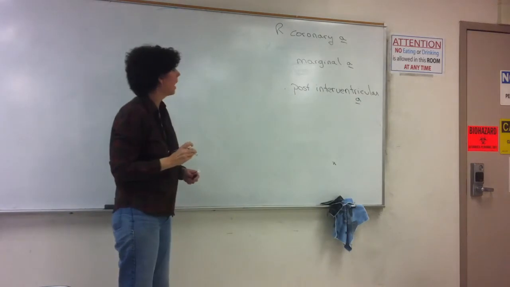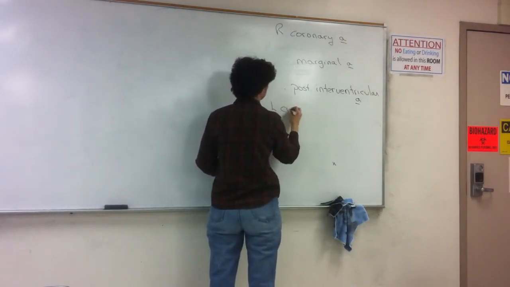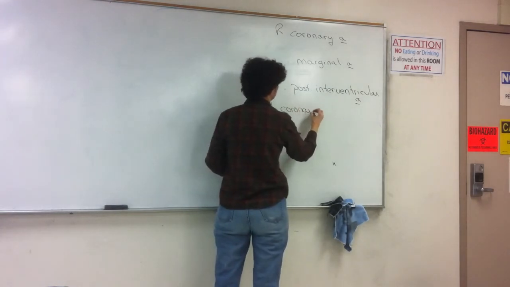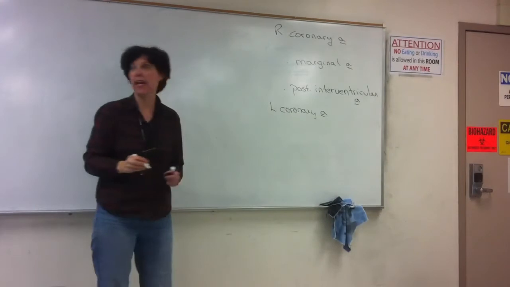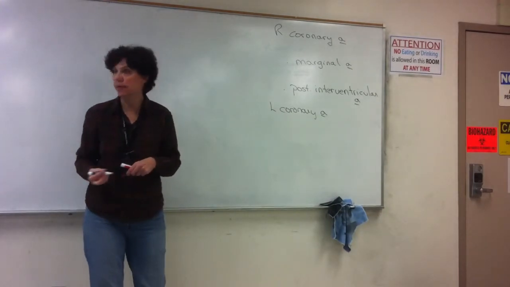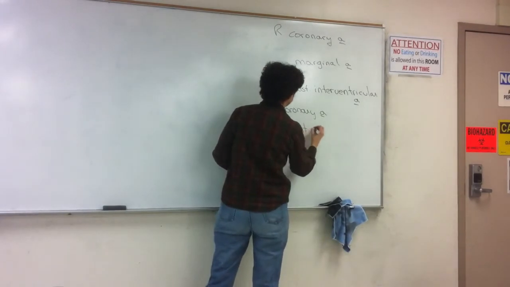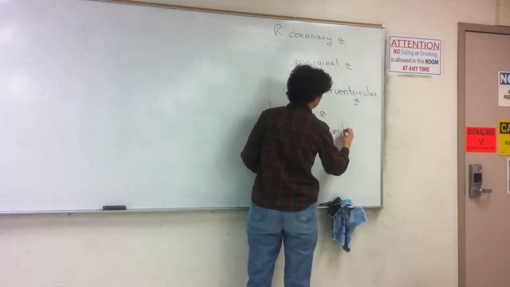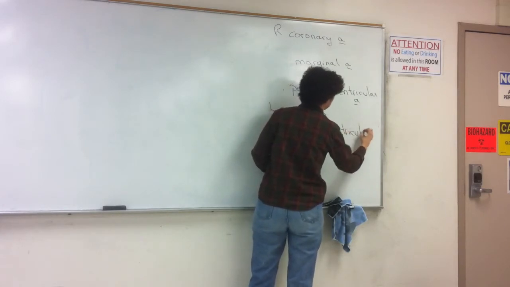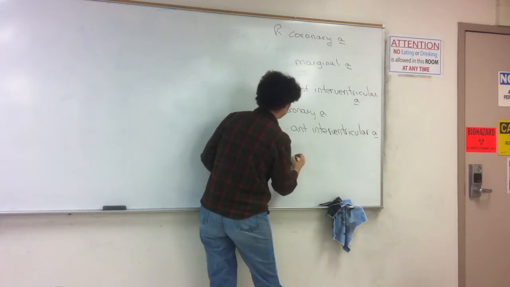Okay. And then we have the left coronary artery. And I want you to learn two branches off of that as well. It has marginal arteries, but we're not going to learn the name of them. The anterior interventricular artery, and the circumflex artery.